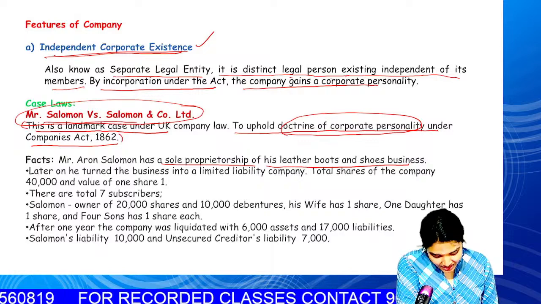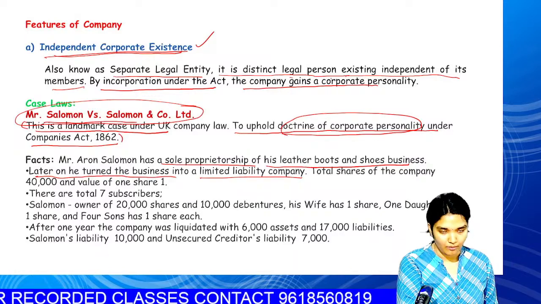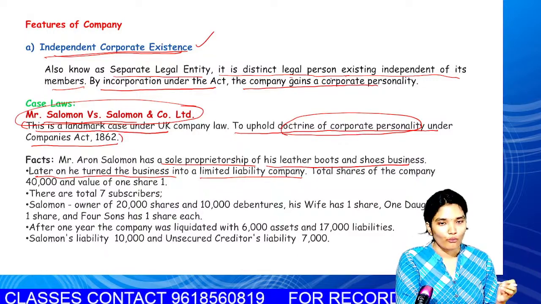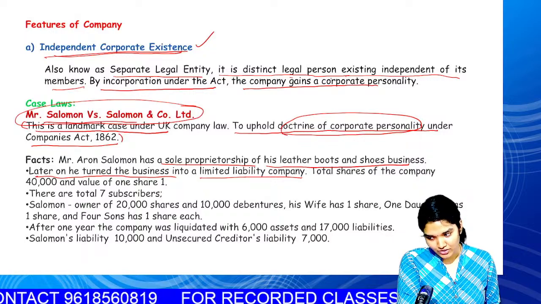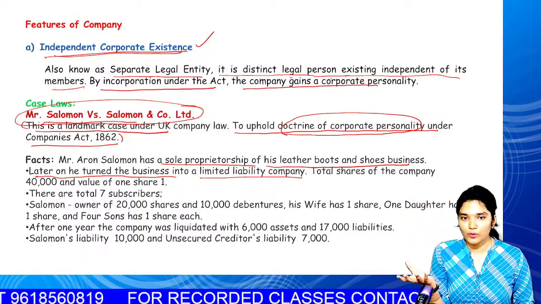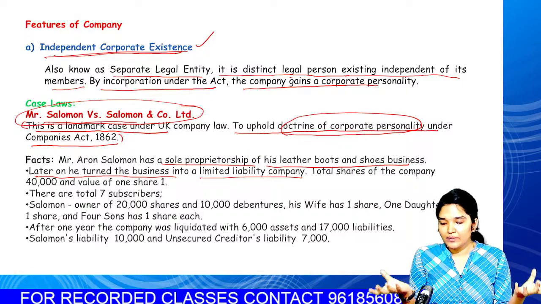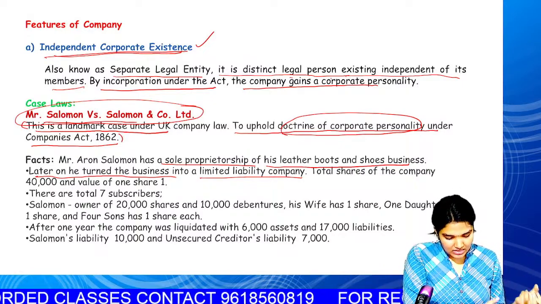Later on, he turned the business into a limited liability company. That means nothing but a company. You might be wondering, oh, it is an LLP. No, a company is there here. It's not a partnership. Before, it was a sole proprietary concern, and he converted it into a limited liability company, that is a private company.